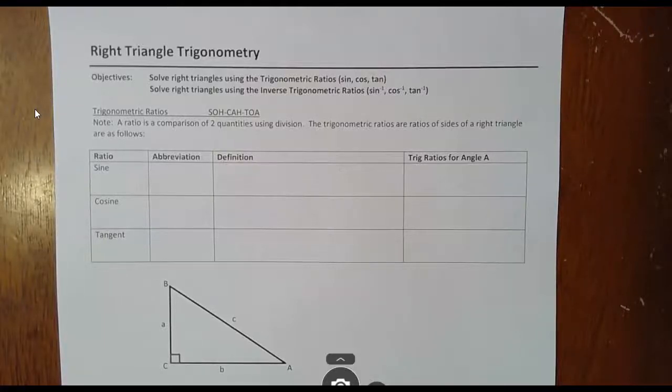Everybody, welcome to a short video on right triangle trig. The textbook's a bit light on this topic, so I wanted to make you guys a video. So, let's talk about the trig ratios.